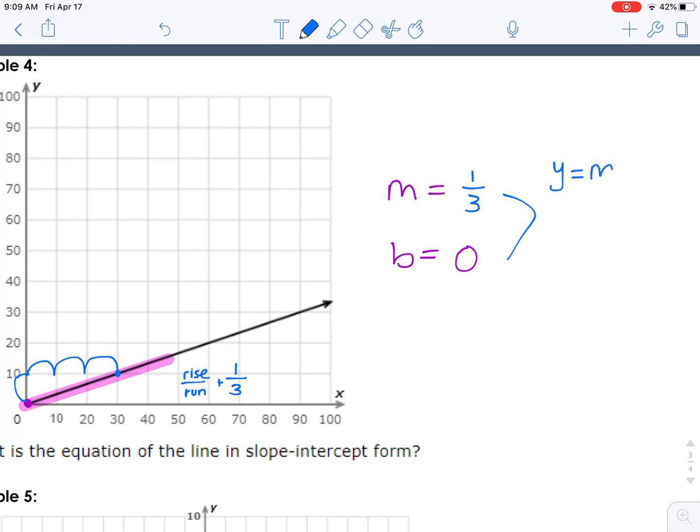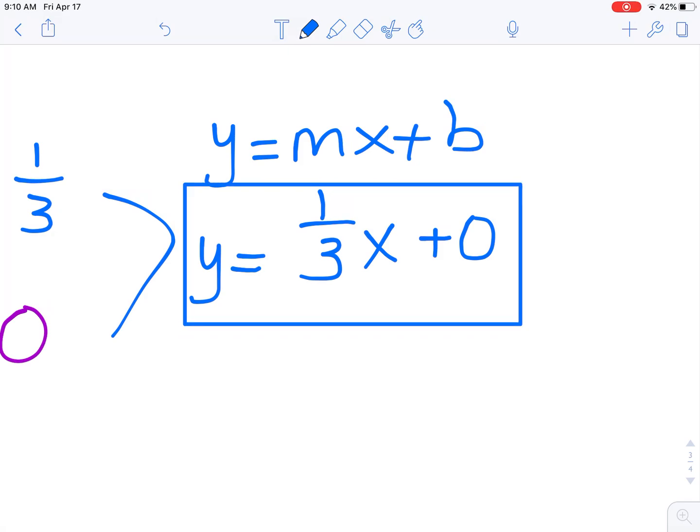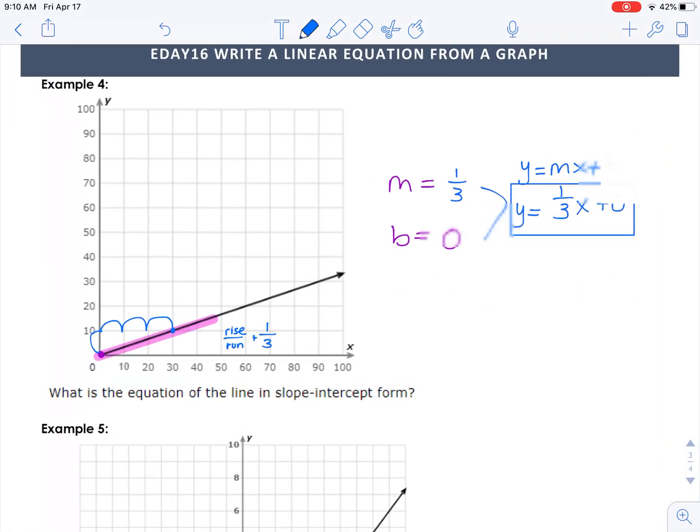Putting that information together, let's write our equation in slope intercept form. So our slope is a positive 1/3. Don't forget your x, and then plus 0. And you don't have to write your plus 0. You don't need that. If you put it, IXL will not mark it wrong. So that's going to be up to you if you want to have the plus 0 or not.